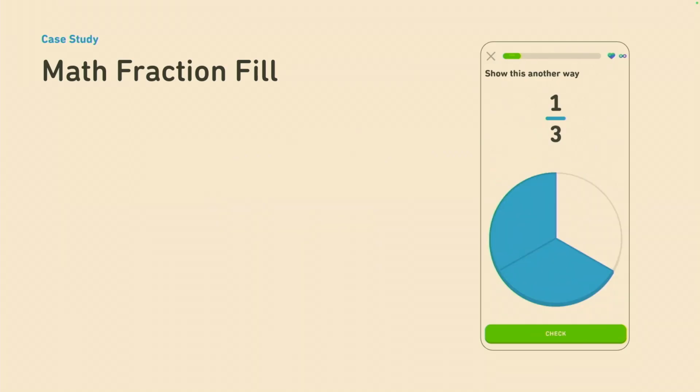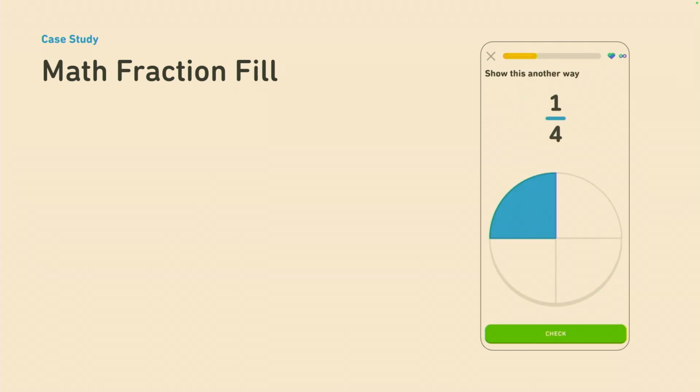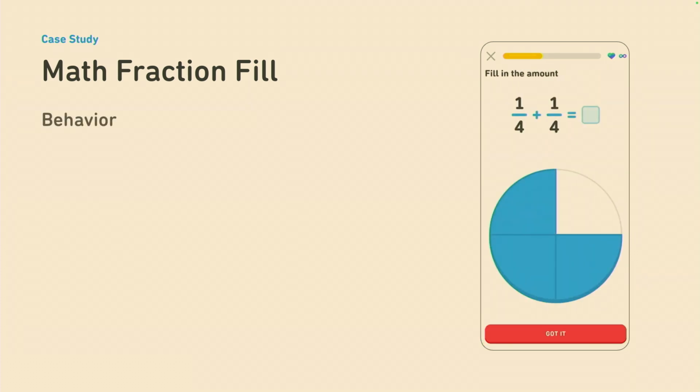So our job right now is to build a screen with an exercise called the fraction fill, where a user is asked to select parts of a fraction pie to indicate their answer. So 1/5 plus 1/5 equals 2 pieces selected, for example.